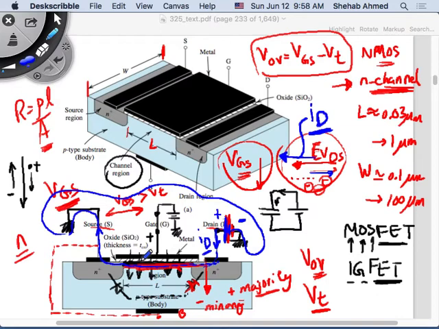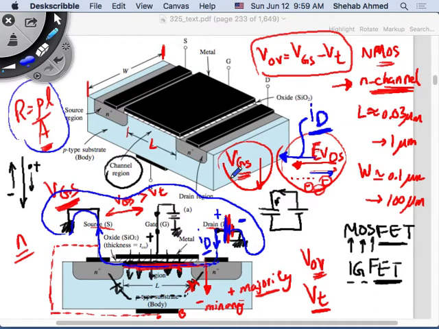You remember, R is rho L over A. At the end of the day, if current is moving through some material, you can model it as a resistance of some sort, right? If you have a thicker channel full of free electrons, then it's so easy for the electrons to move around, versus a very thin channel, right?